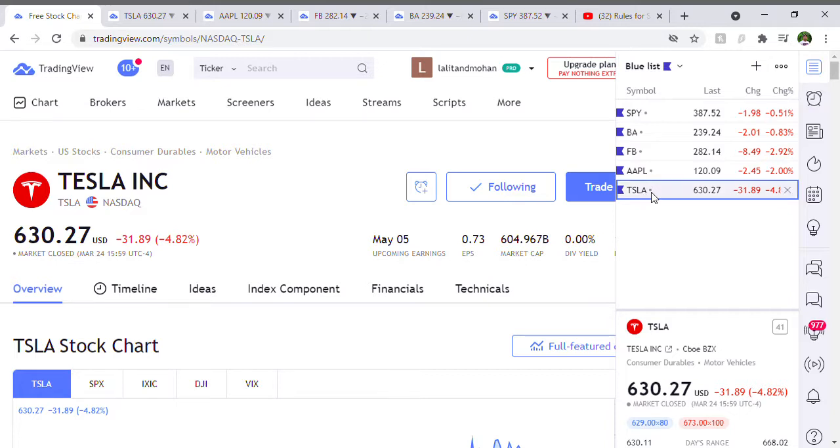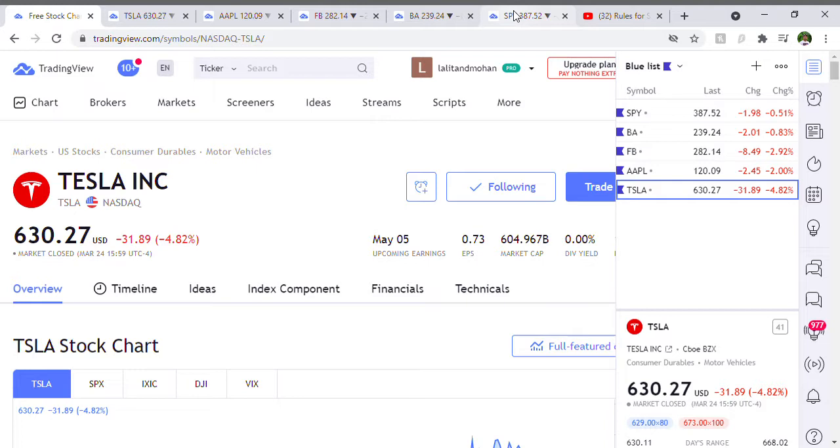As I said, Tesla, I trade the stock, I don't trade the options. I trade options for SPY, DA, FB and Apple. Tesla, sometimes I do trade the stock for scalping purposes. So let's go to the chart analysis.